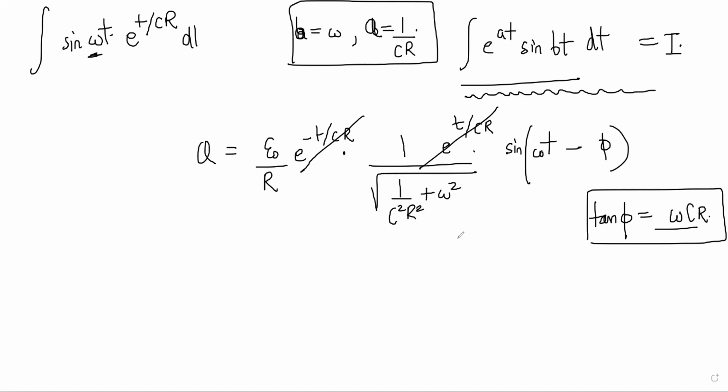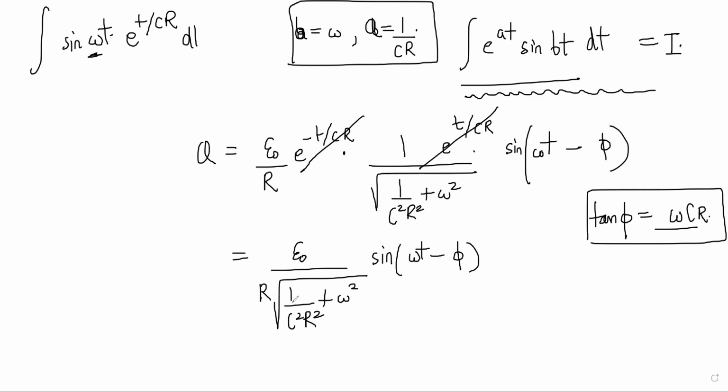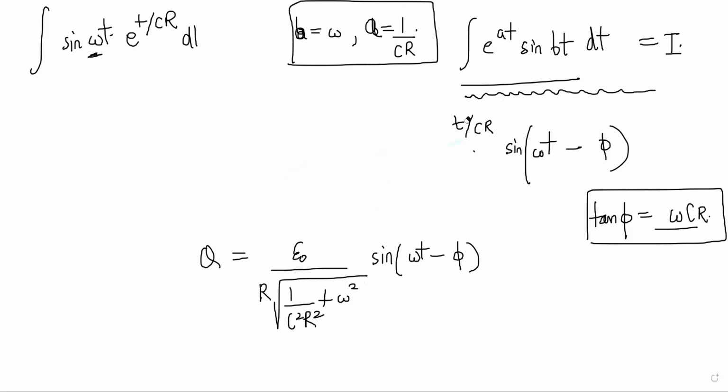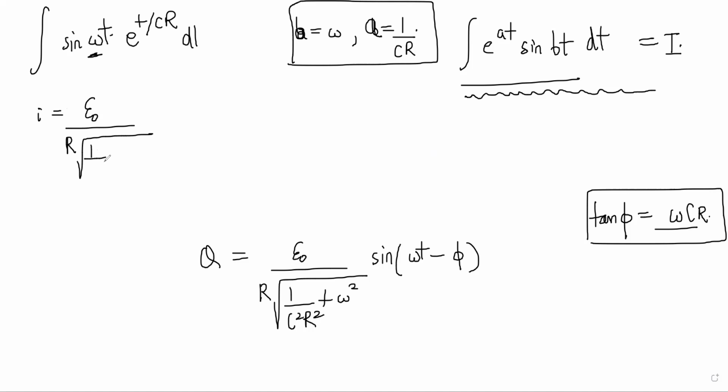So e power minus t by CR cancels this, and we get E naught by R root over 1 by c square R square plus omega square sine omega t minus phi, right? So that is q. Now I want to find I, so I will do dq by dt, right? When I do dq by dt, I will get I is equal to E naught by R root over 1 by c square R square plus omega square, and there will be an omega outside, and it will be cos omega t minus phi, right?